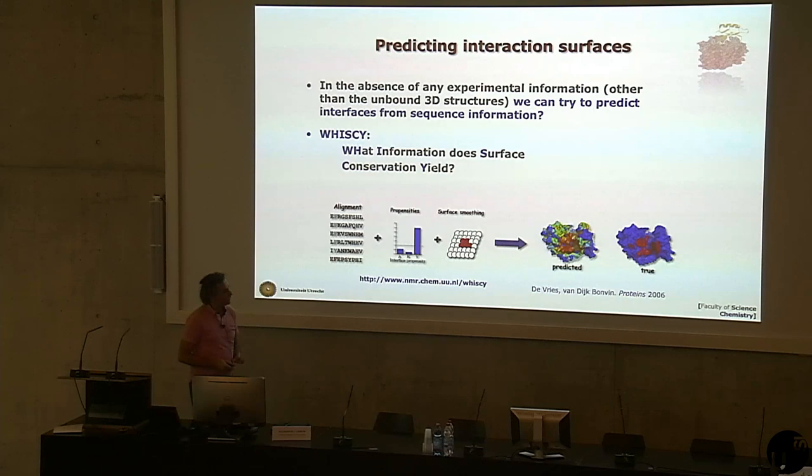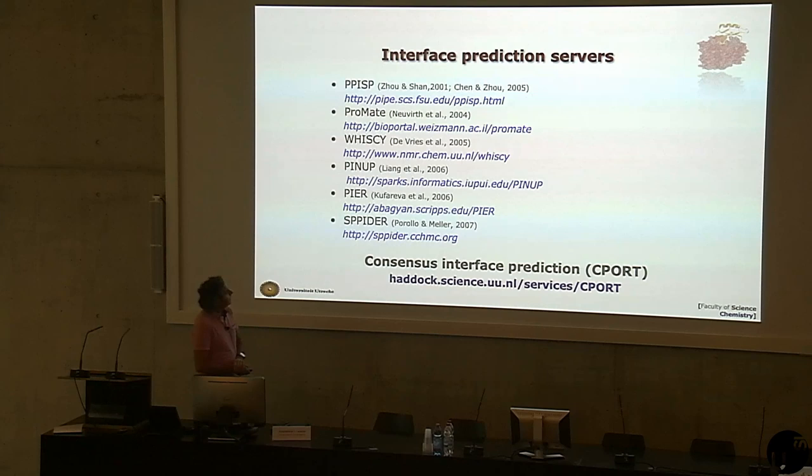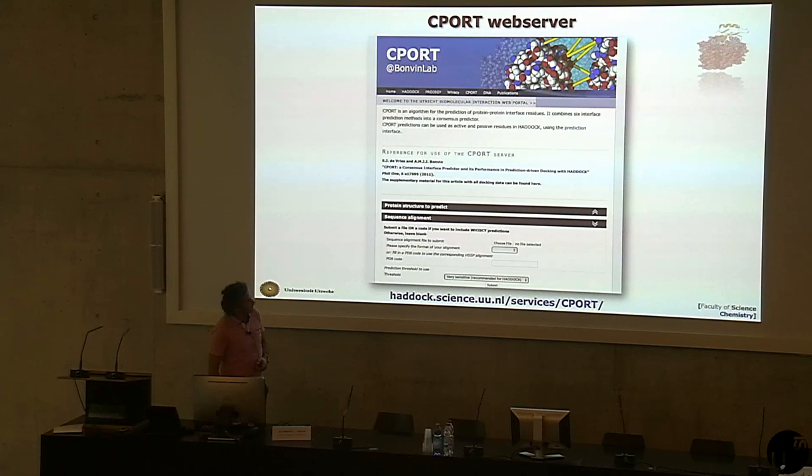Anyway, there are plenty of software tools where you can try to predict, based on sequence and also based on structure, where things are binding. And this is also information. We also have a consensus server which combines different software into a consensus prediction, kind of a meta server to predict those. This is just a snapshot of the server.